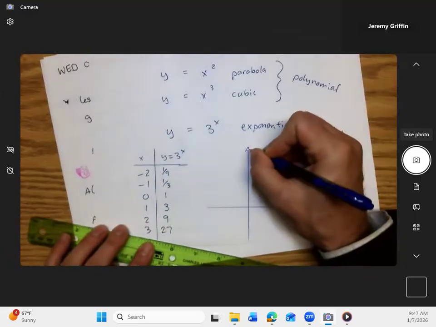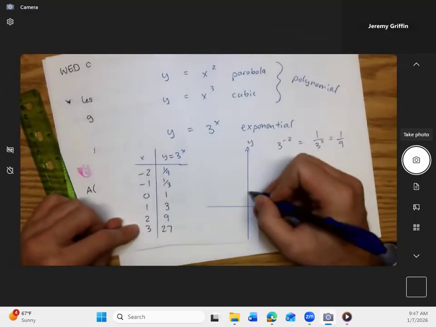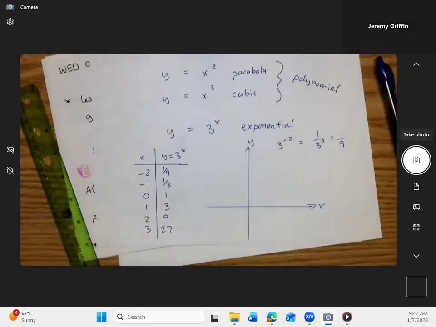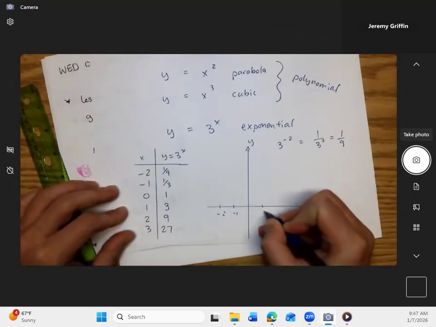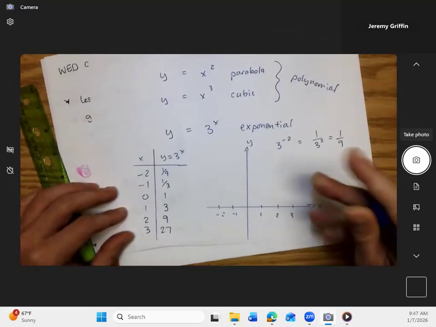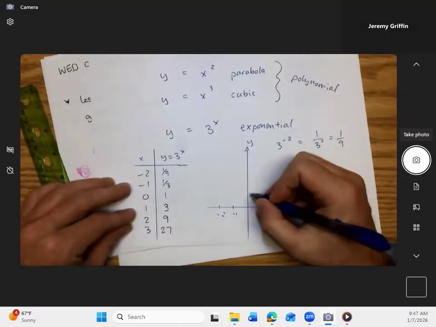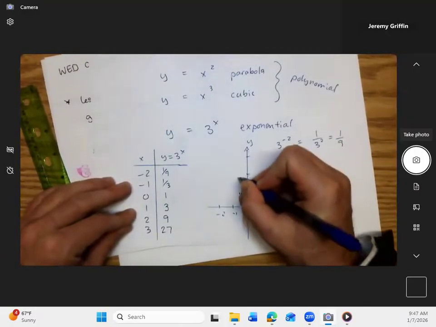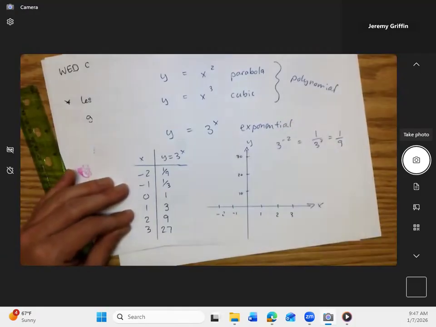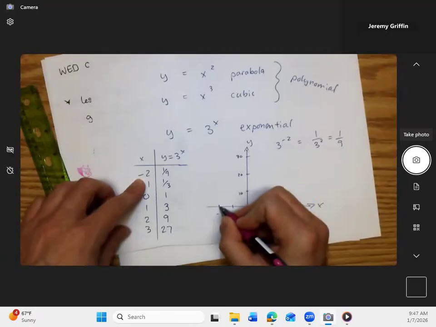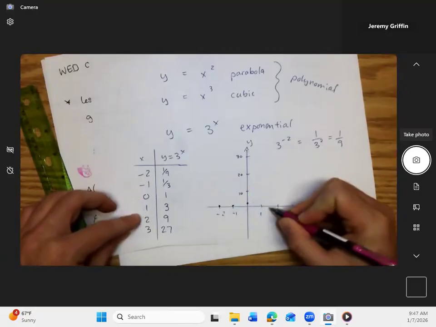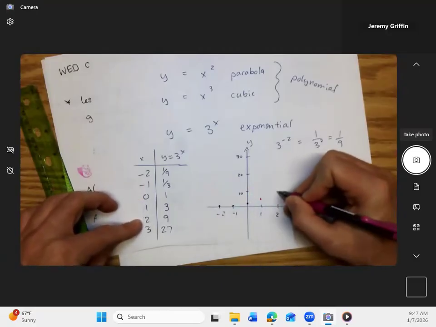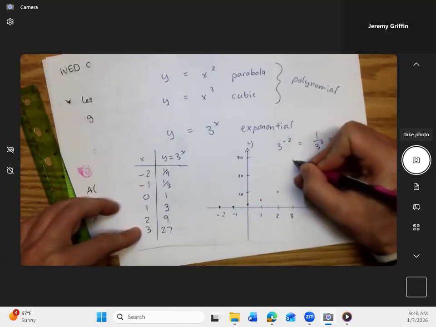Let's go x-axis, y-axis. Okay, it's taking off real fast here. All right, so I'm scaling my axes. Let's go -2, -1, 0, 1, 2, 3. Right, but the y-axis I'm going to truncate. So let's go 10, 20, 30. All right, and plot some points. So -2, 1/9. That's like right here. Bam. -1, 1/3. It's like here. Bam. 0, 1. Bam. 1, 3. Bam. 2, 9. Bam. 3, 27. Bam.